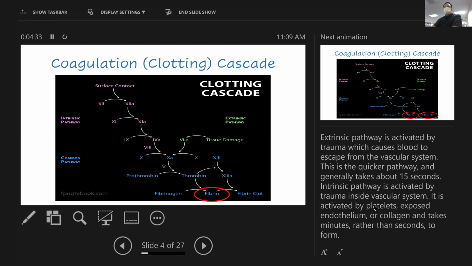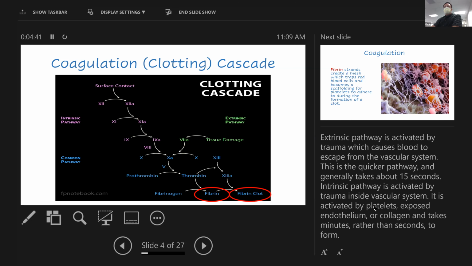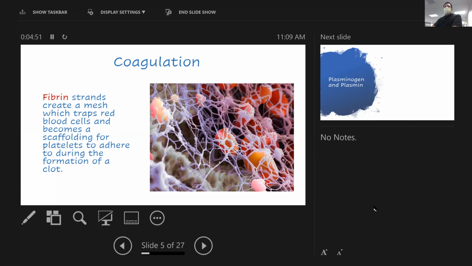Specifically, fibrin is at the end of the clotting cascade, and fibrin goes on to form a fibrin clot. And this is very important, again, in the control of hemorrhage in the setting of trauma. Why is fibrin important and what does it do? Well, it creates a mesh which traps red blood cells and acts like a scaffolding for platelets to adhere to as you begin to form a clot. So it's creating a mesh for things to stick to.